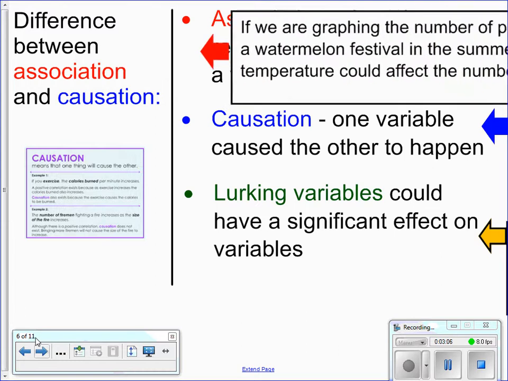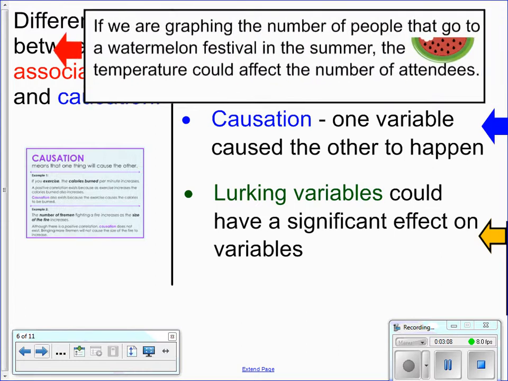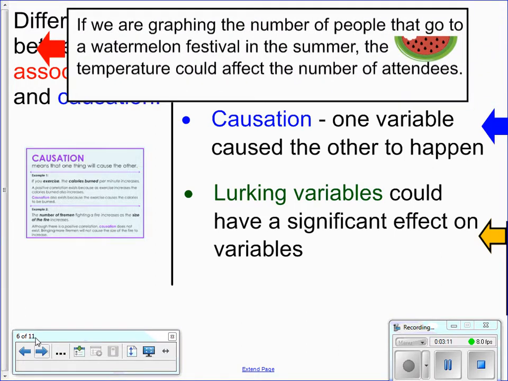So association, so we're graphing the number of people at a watermelon festival and the temperature. So is there a relationship? Do more people go if the temperature is good? Yes, there's definitely a relationship, but it's not really causing one or the other.